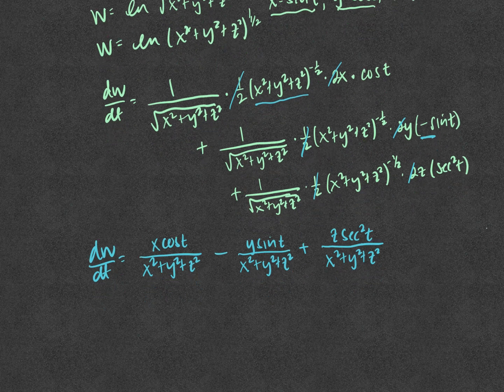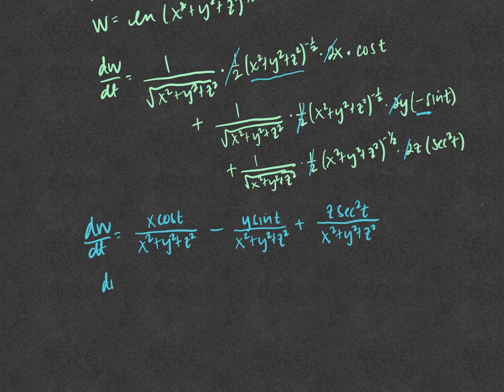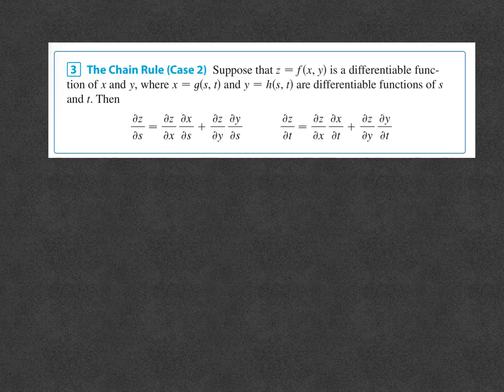Now, since they have common denominators, we could go one more step and say dw over dt equals x squared plus y squared plus z squared, we have x cosine of t minus y sine of t plus z secant squared of t. So nice pretty answer. This is case 2 of the chain rule.